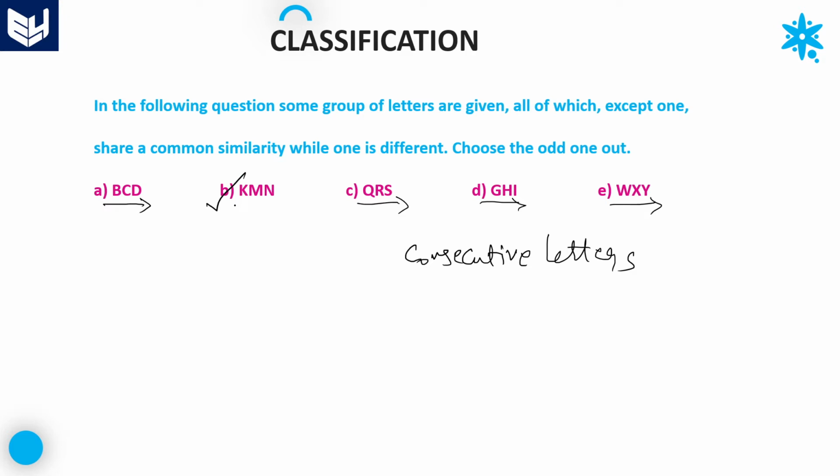That is the reason why the answer for the first question is KMN. Option B is the right answer. Among all the five options given in this question, these four follow the same rule, the same logic, that is consecutive letters, whereas option B, KMN, is not following the same logic as the remaining four. Odd one is KMN.